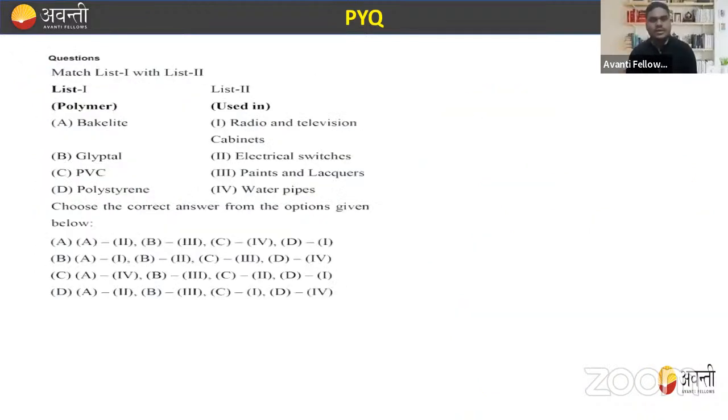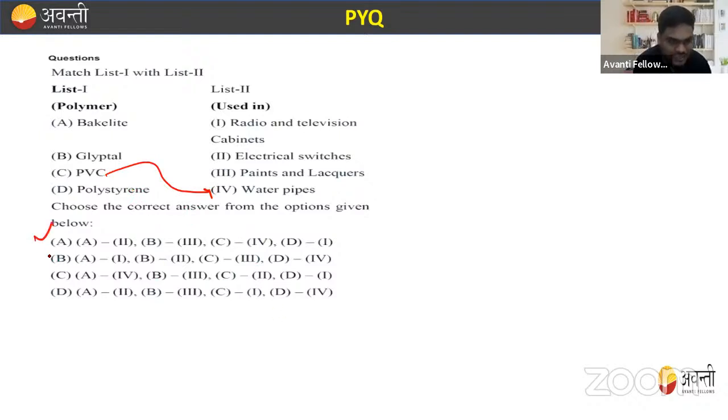Right. Now, this question is also very important. This is also a match type of question, because you will observe many questions in polymers are only match list with list. In this, the name and the use of glyptal, PVC, polystyrene, and bakelite are given. Bakelite is used in electrical switches, paints, liquors, or water pipe. PVC pipes are used for water. So the correct option for C is 4.